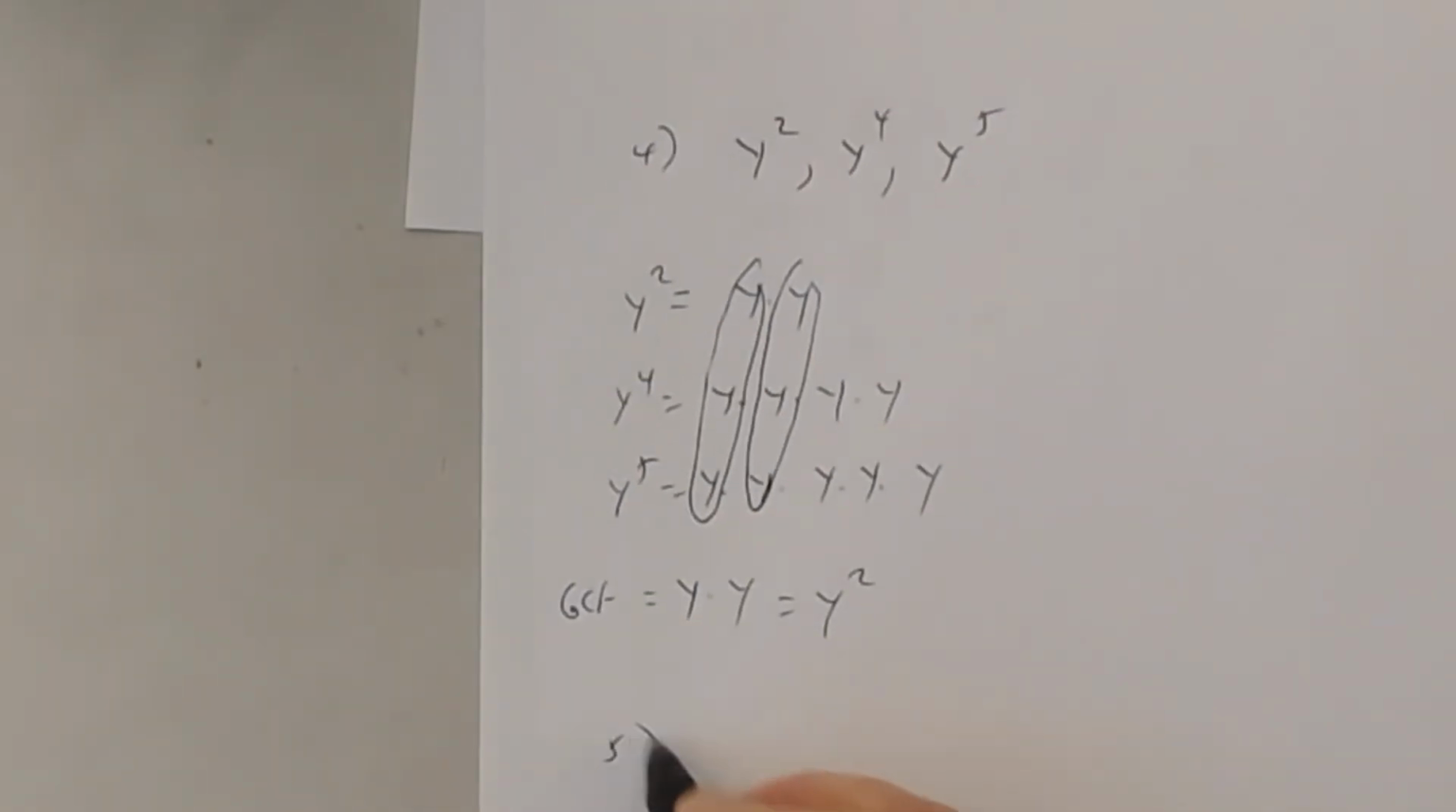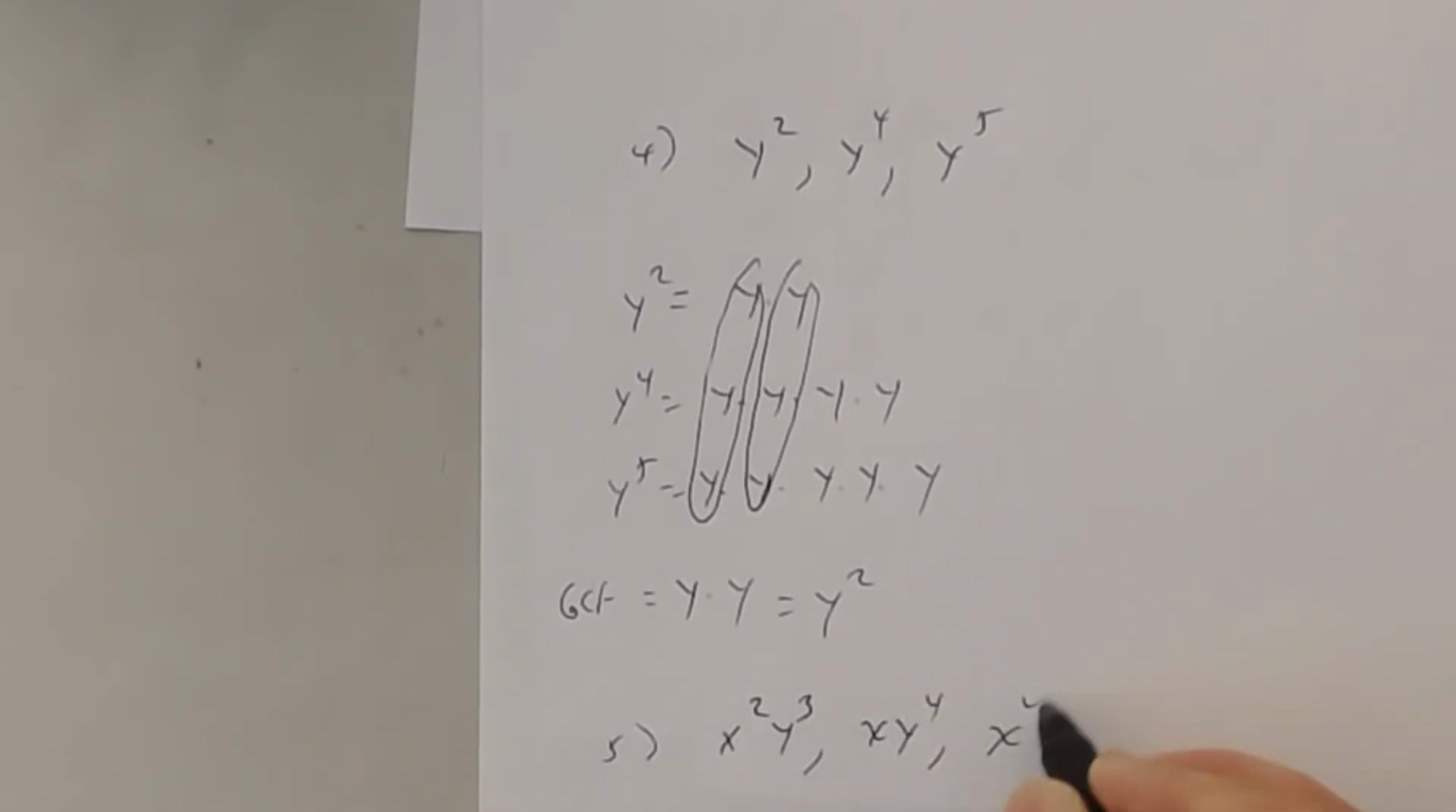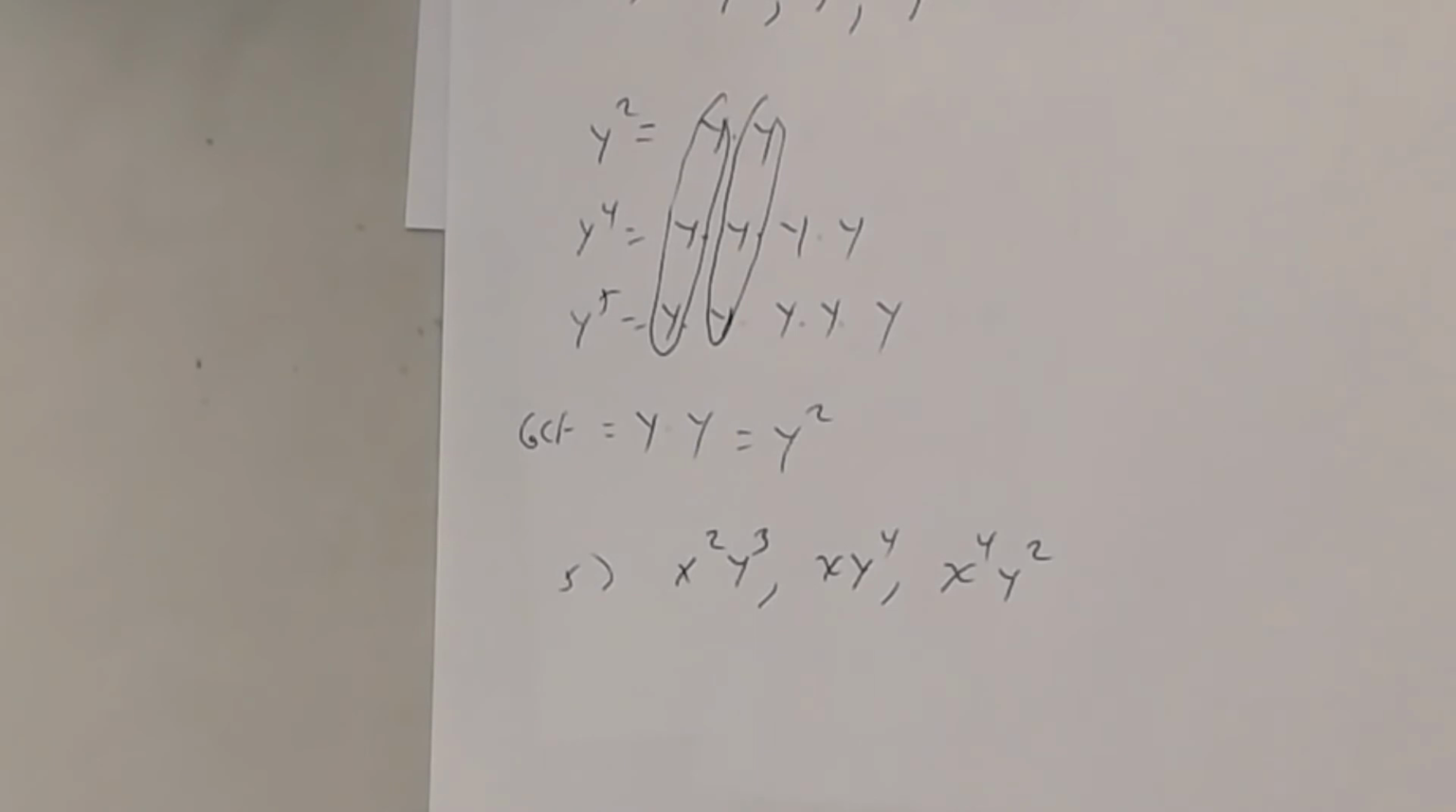All right, now, number five. Write those three expressions down. You have x squared, y cubed, x, y to the fourth, x to the fourth, y squared. So before we can go any further into the other sections, you got to know how to find the GCF of those three things. Okay, now remember, when finding GCF, in that phrase, GCF is the word common. Look at those three things, those three terms.